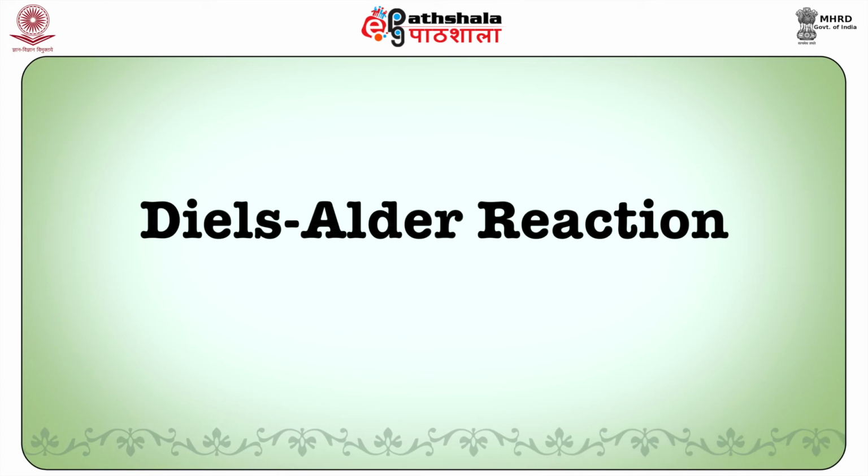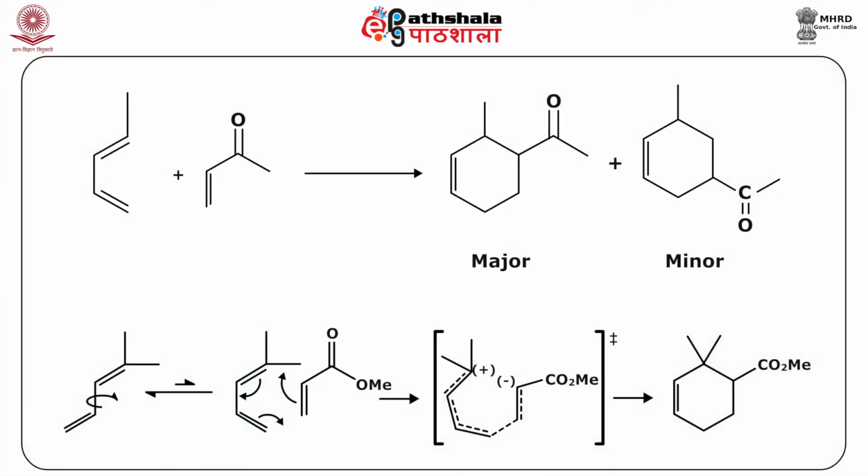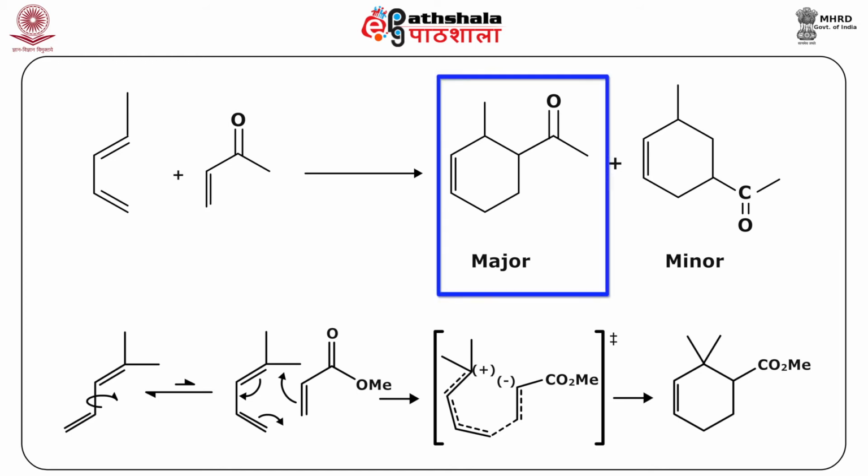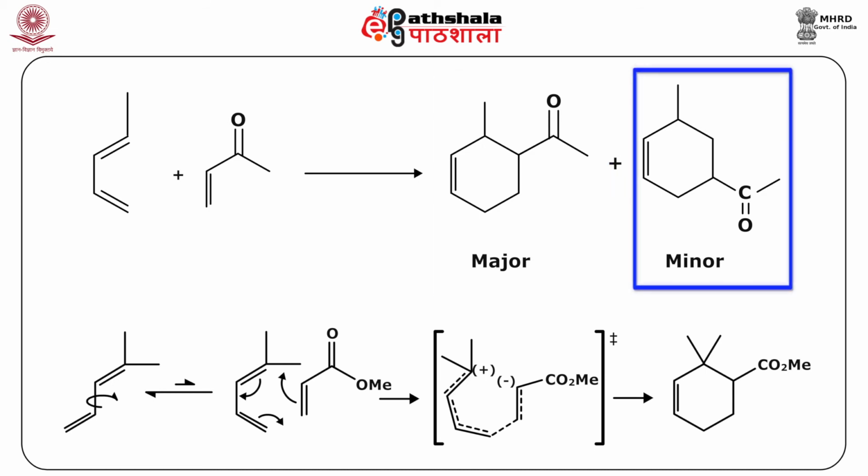Diels-Alder reaction. In the Diels-Alder reaction, a diene bearing an electron donating group at C1 has its largest HOMO coefficient at C4, while the dienophile has the largest LUMO coefficient at C2. Pairing these two coefficients gives the 1,2-methyl-cyclohex-3-enyl ethanone product as major and the 1,5-methyl-cyclohex-3-enyl ethanone product as the minor product.